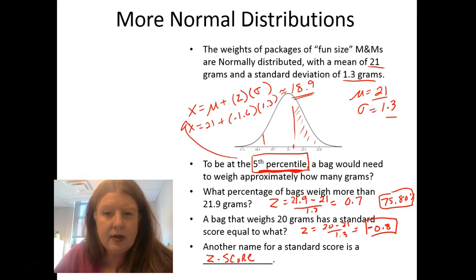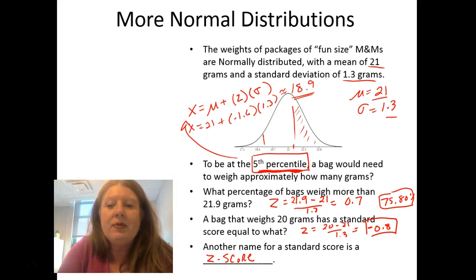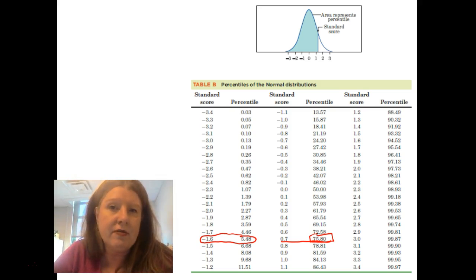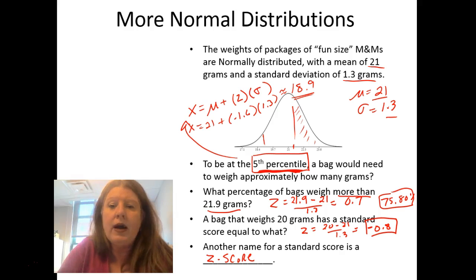Let me go back. I just realized I made an error. So I actually did that on purpose to see if you were paying attention. I was just thinking about this. Here I asked you what percentage of bags weigh more than 21.9 grams. And so the 75.80%, that would be what weighs less than 21.9 grams. Because again, remember the table always gives us what's below a certain value. So I want to know what percentage weigh more than 21.9.